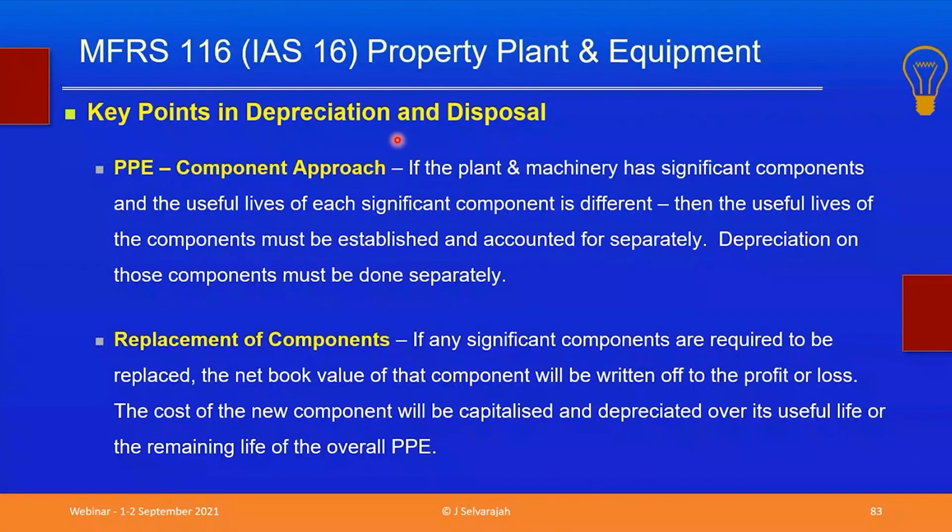Then you can say the whole engine of that lorry or that bus, all right, will have a different lifespan from the rest of the chassis of the lorry or the bus. Okay, so that's something we have to look at. You must use sense in this kind of thing. If the plant and machinery has significant components and the useful life of each significant component is different, then the useful life must be established for each, and the components accounted for separately.